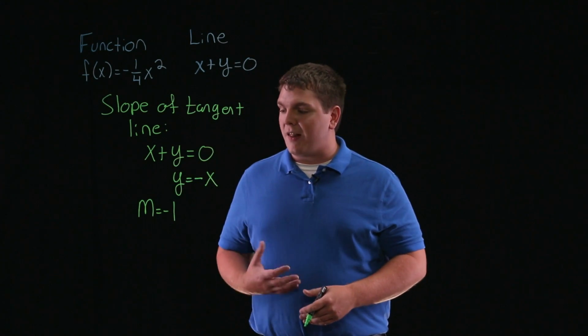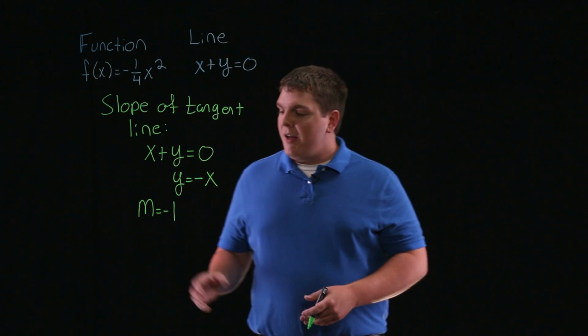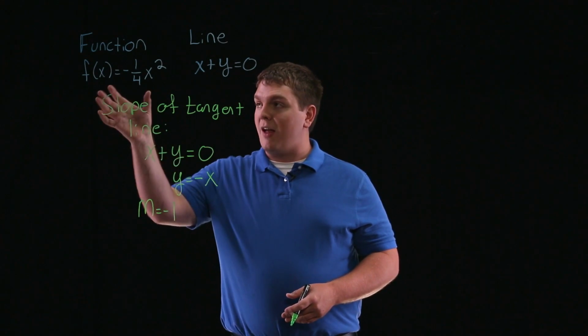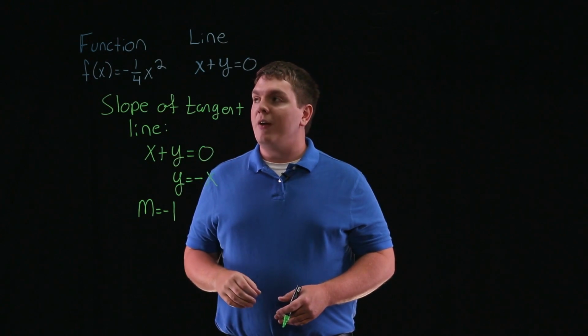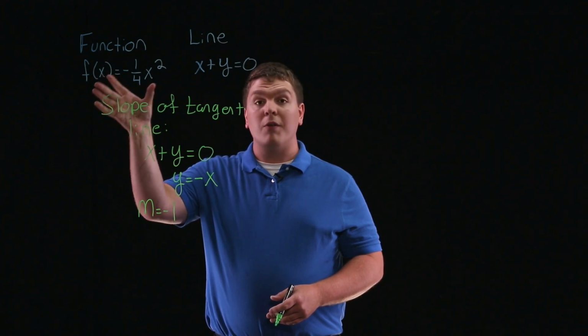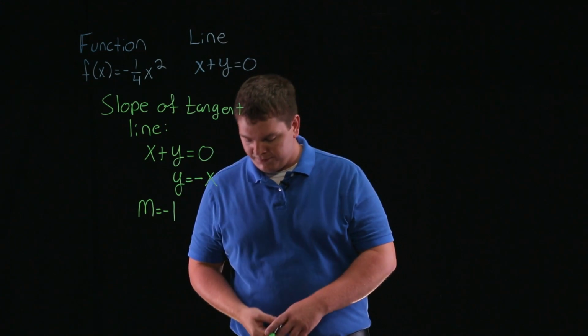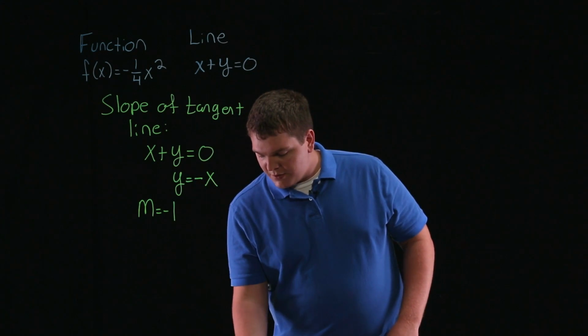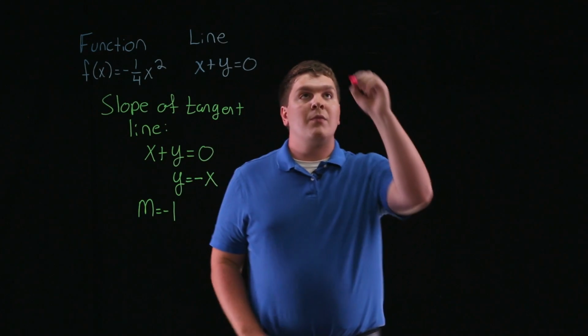Now to find the equation of a line when we know the slope, we have to find a point on the line. And since we're looking for a line that's tangent to this function, we want to find a point at which the derivative, or the slope, of the graph of this function is equal to negative 1. So let's go ahead and take the derivative of our function.